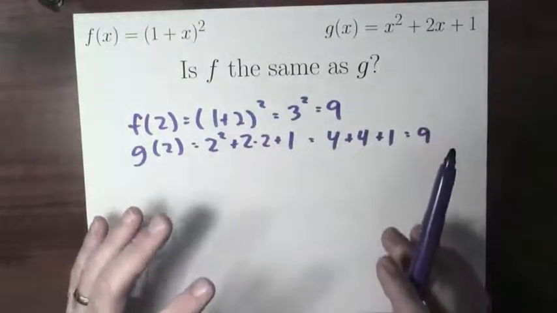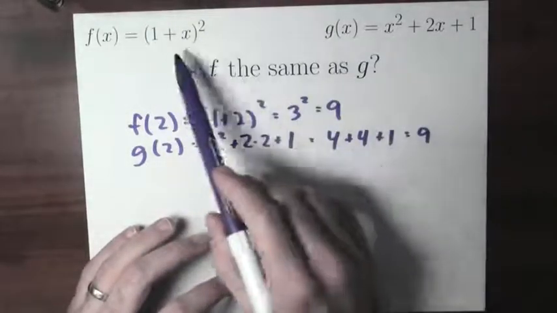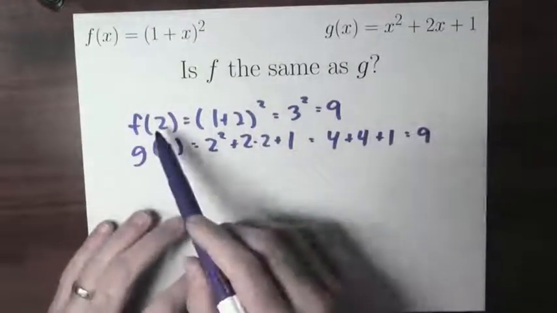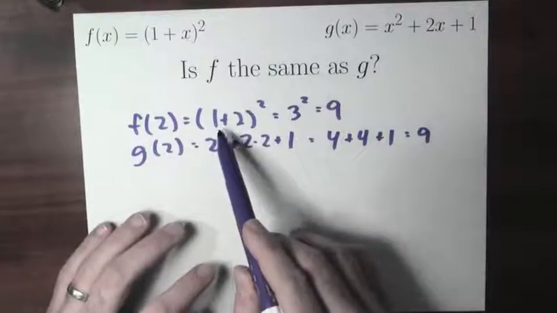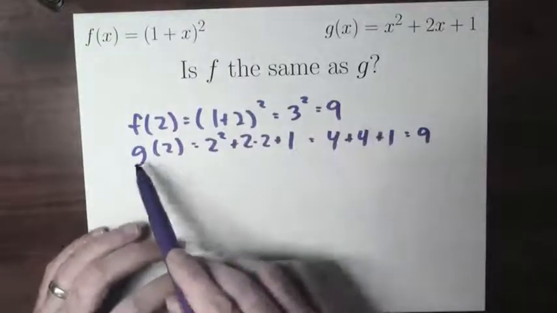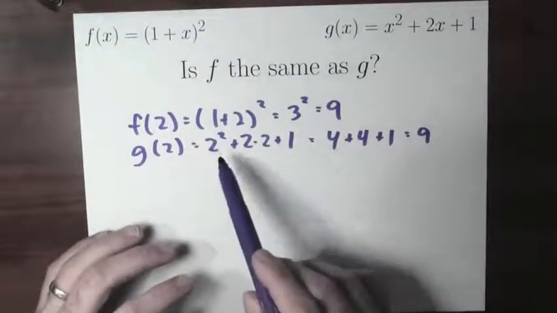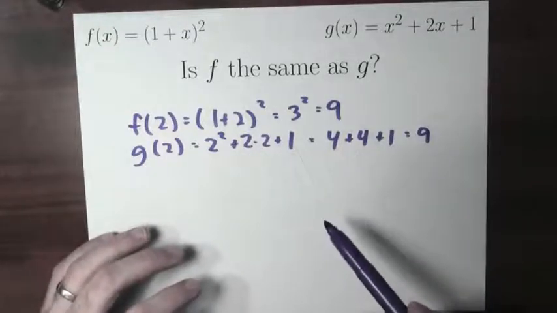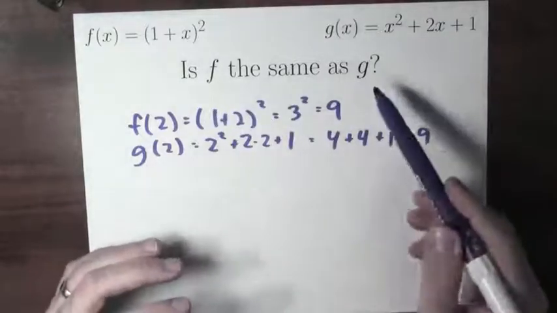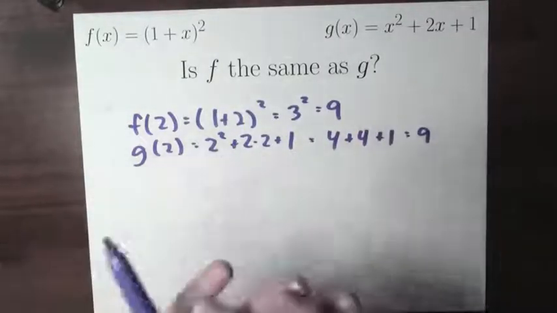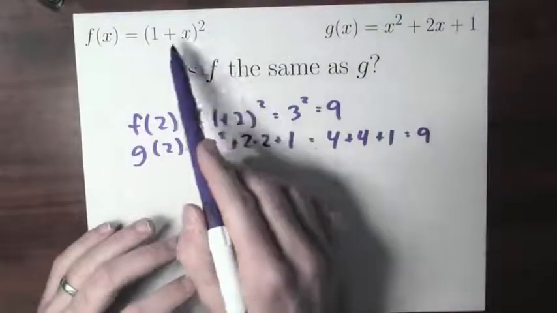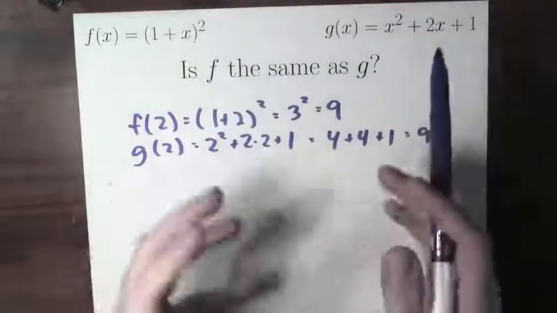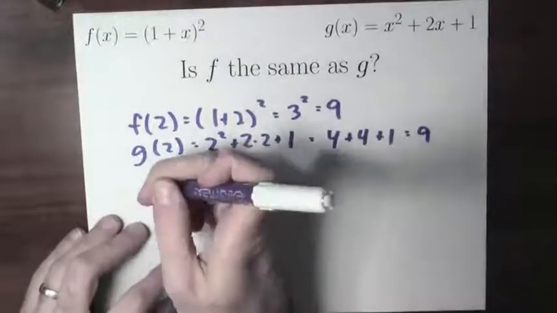And that should be a little bit surprising, right? Because the way that f and g are telling me to compute their output is totally different. f takes the input 2, adds 1 to it, and squares it to get 9. g takes 2, squares it, doubles it, adds those two numbers to 1 to get 9. So the method by which f and g are doing the calculations is totally different, right? This sequence of operations is not the same as this sequence of operations. The rules are different.